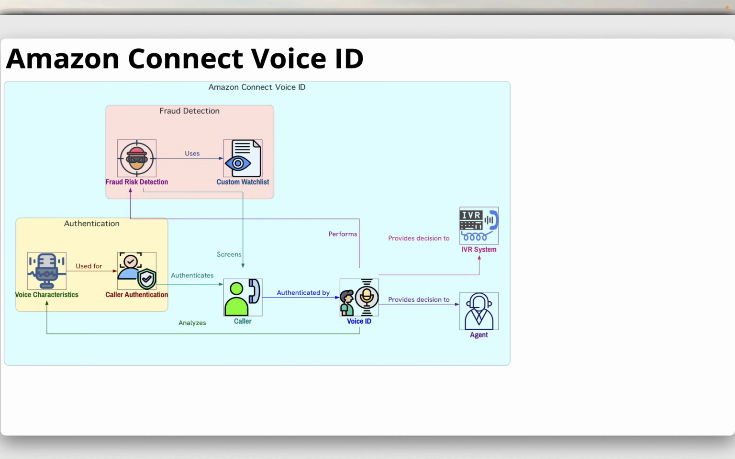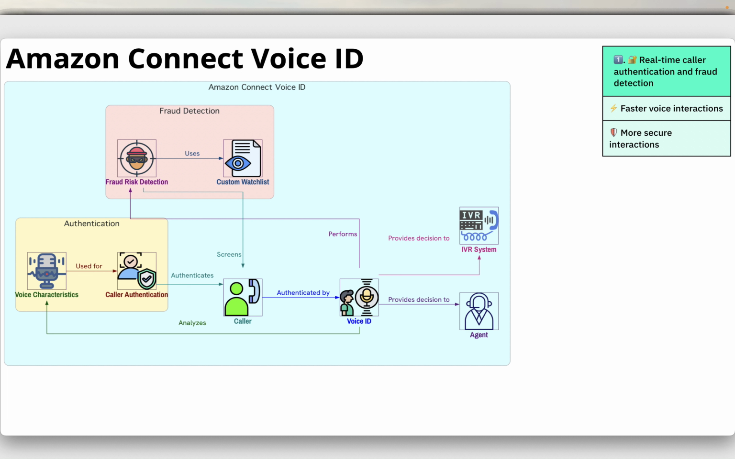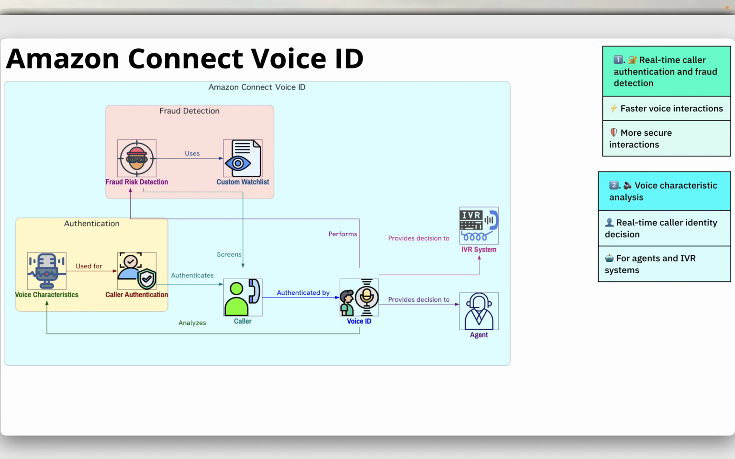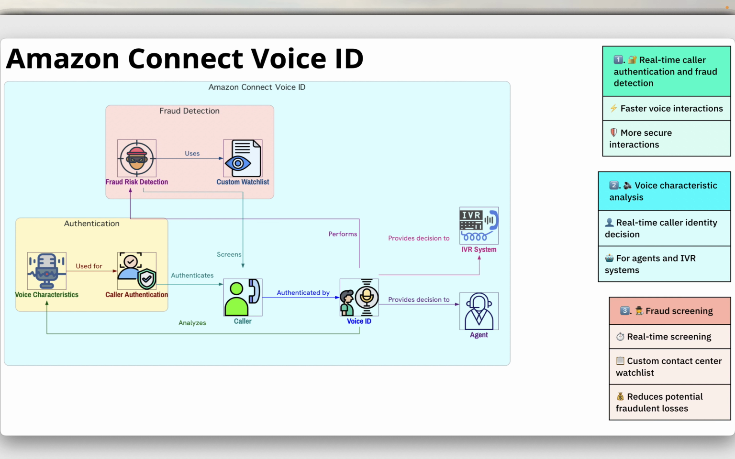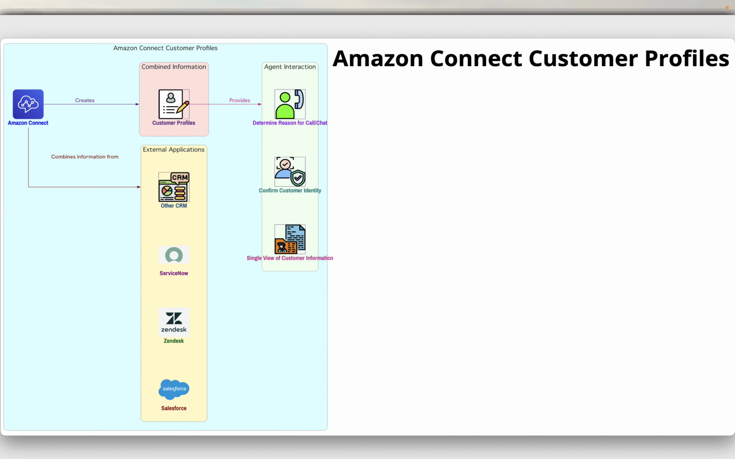Okay, coming to Amazon Connect Voice ID feature. You use Amazon Connect Voice ID for real-time caller authentication and fraud risk detection to make voice interactions faster and more secure. Voice ID analyzes a caller's unique voice characteristics to provide agents and self-service interactive voice response (IVR) systems with real-time decisions on the caller's identity. It also screens for fraudulent actors in real time based on your contact center's custom watch list, reducing potential losses from fraudulent attacks. If the agent is talking to a caller who has been authenticated, the fraud risk will obviously be low.